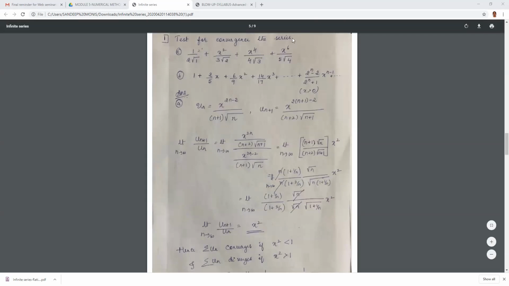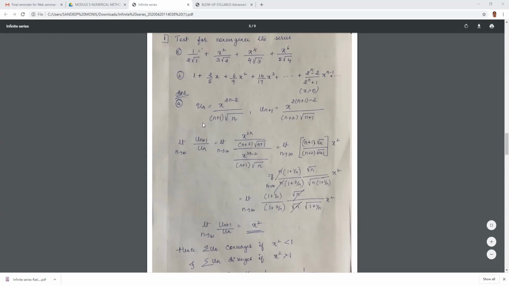Test for convergence of the series. Two problems are given in a single question. So let me see the first problem now. In the first problem, the terms of the series are given, correct? The nth term is not given. You need to write plus dot dot dot, because it is a series, correct?